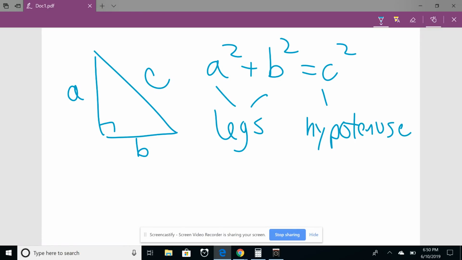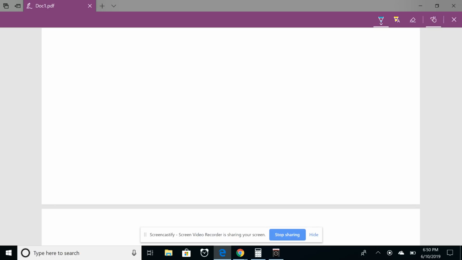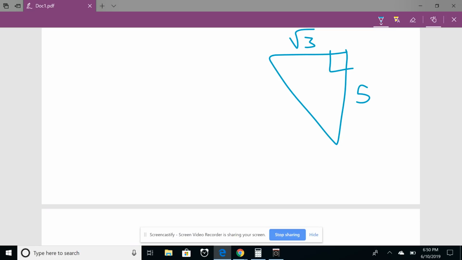So if we know two sides of the right triangle, we should be able to figure out the third by plugging into our formula. So here's an example of a right triangle. I'm going to label this 5, and let's label this the square root of 3. And I'm going to label this, and I don't know what this is, so I'm going to call it question mark. You can call it x; we'll figure out what the side is first. This is the hypotenuse because it's across from the right angle.